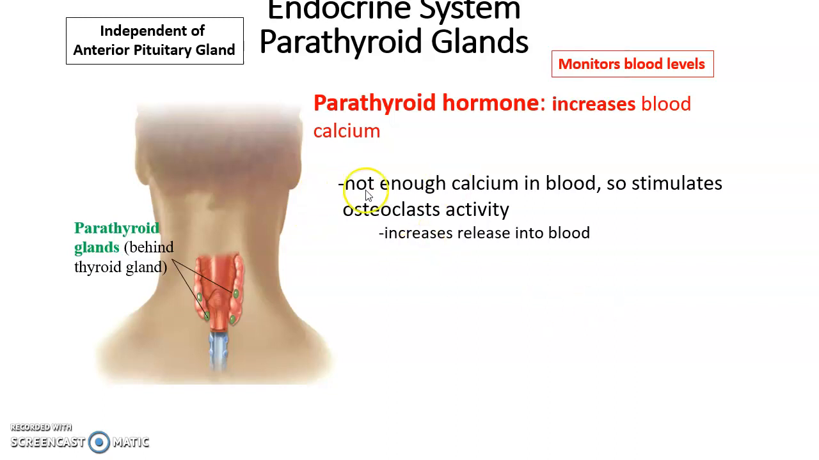Parathyroid hormone will stimulate the activity of osteoclasts. Again, as I'm sure you remember from earlier in the semester, osteoclasts are the cells in bone tissue that break down bone tissue. Osteoclasts break down the bone tissue, causing the release of calcium and phosphate. So, if there's low levels of calcium in the bloodstream, parathyroid hormone will stimulate the osteoclasts. They will break down the bone tissue. That will release calcium into the bloodstream, raising blood levels of calcium.